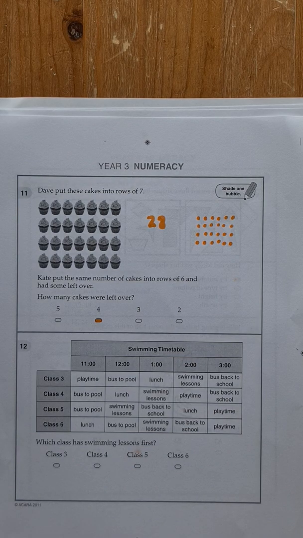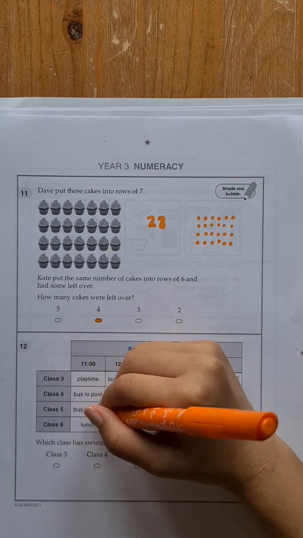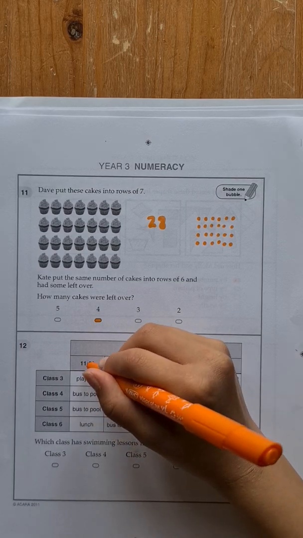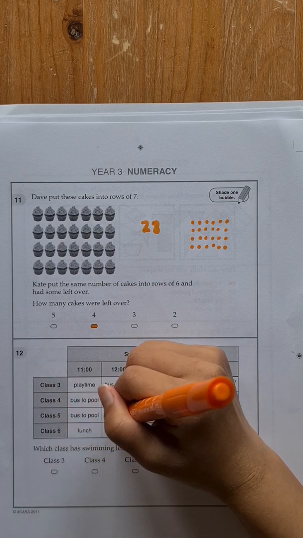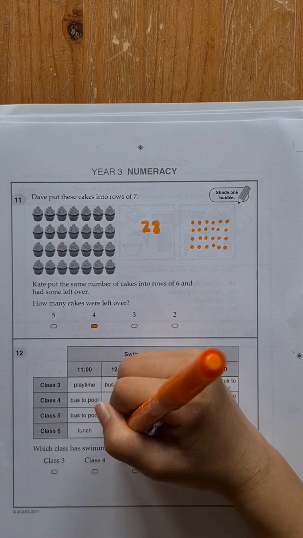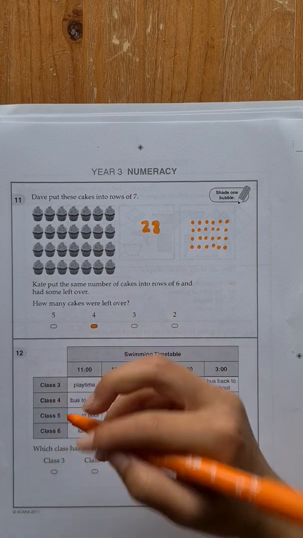Swimming timetable. Which class has swimming lessons first? Class 5. Because if you look at it, it goes like that. There's no swimming lessons here. There's no swimming lessons here. This is the first swimming lessons, and that's by class 5.